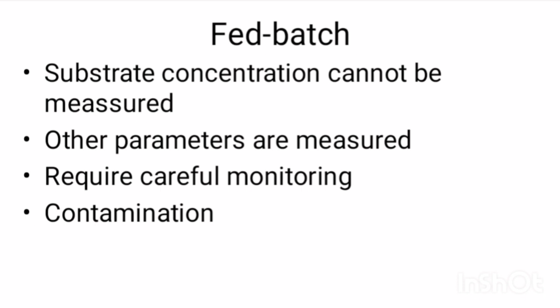In fed batch fermentation, substrate concentration cannot be measured directly because it contains many different components. So other parameters related to substrate concentration are measured. For example, formation of organic acid, change in pH, production of carbon dioxide, etc. Based on the amount of substrate consumed, we add the substrate. One of the disadvantages of the fed batch fermenter is the contamination problem. So this is about fed batch fermenter.